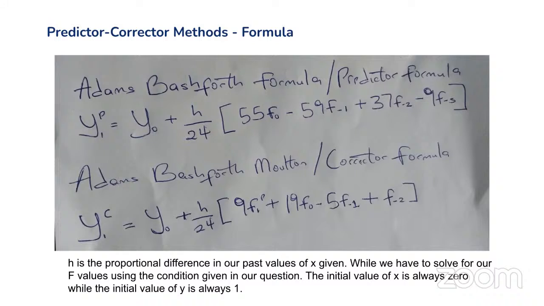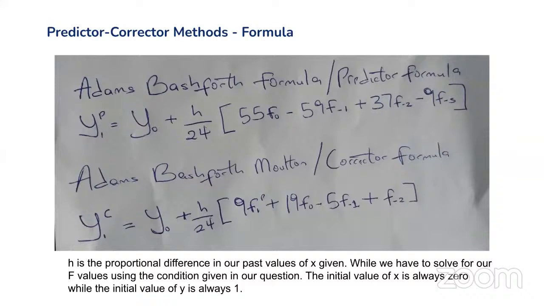Now if you look at our corrector's formula, likewise, we have y prime c is equal to y naught plus h. No, sorry, y1 c is equal to y naught plus h divided by 24, brackets 9 f1 of p.